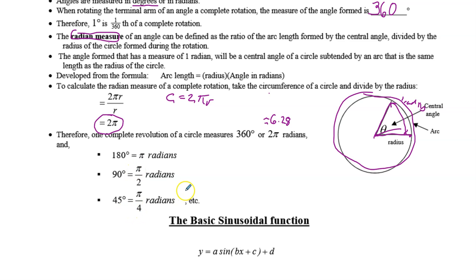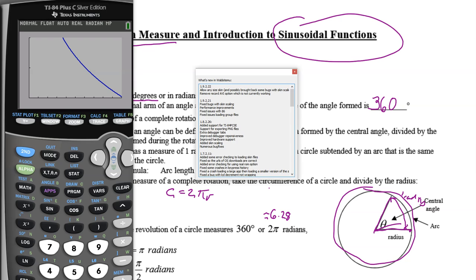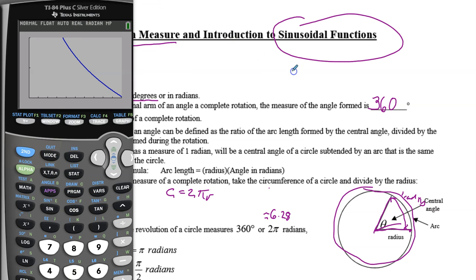Radians. Now you don't have to know how to convert from degrees to radians. All we really need to know is that there is such a thing as radians, and that anything we do in the sinusoidal functions unit will always be in radian measure. So one nice thing is your calculator always opens in Radian mode.